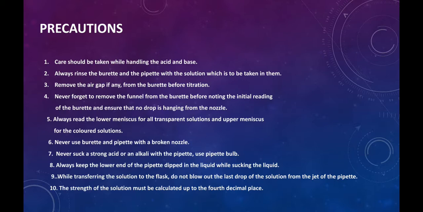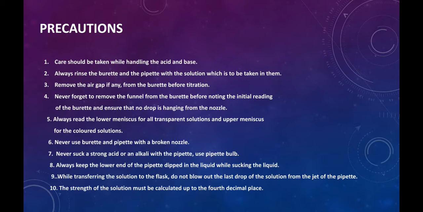Fourth, never forget to remove the funnel from the burette before noting the initial reading of the burette and ensure that no drop is hanging from the nozzle. Fifth, always read the lower meniscus for all transparent solutions and upper meniscus for the colored solutions. Sixth, never use burette and pipette with a broken nozzle.